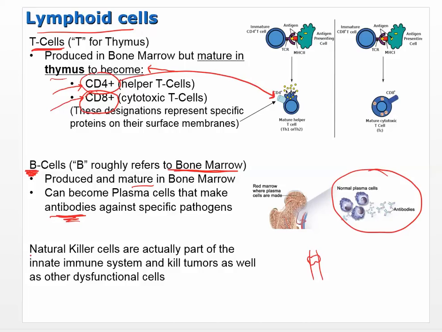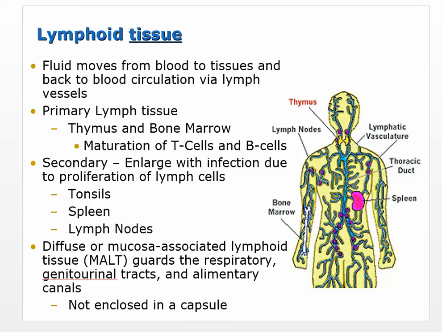And then the natural killer cell, as I mentioned earlier, they kill tumors as well as other dysfunctional cells, and they're technically considered part of the innate immune system. We haven't really talked about that yet, but that's where they are. But they're still lymphocytes. Okay, lymphoid tissue.